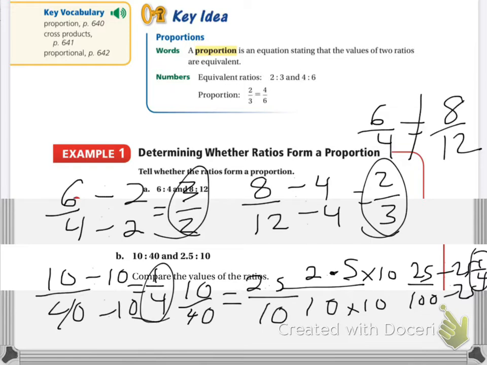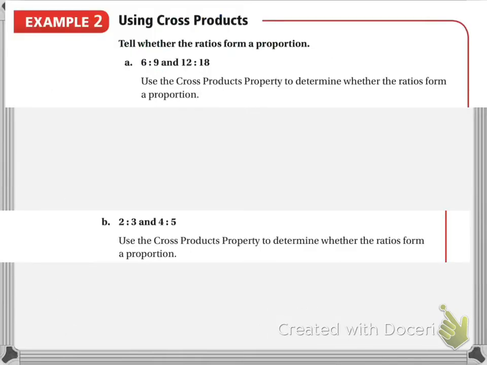All right, that's one way that you can see if ratios are proportional. Another way is using cross products, and I think you guys are really going to like this way. Once again, I'm going to take these ratios and put them into fraction form. I'm going to take my 6 to 9 and make it 6/9, and my 12 to 18 and make it 12/18.